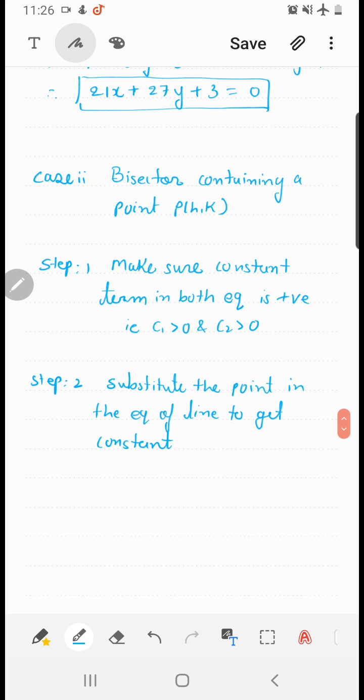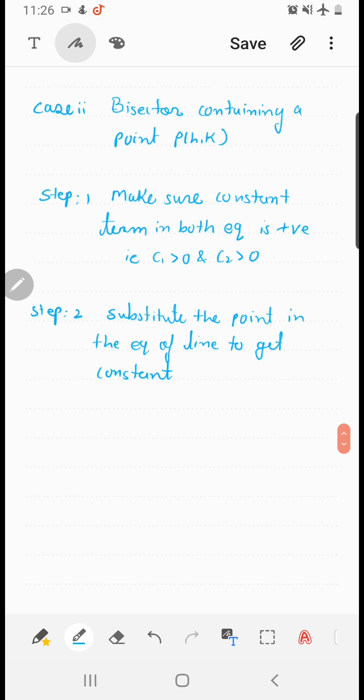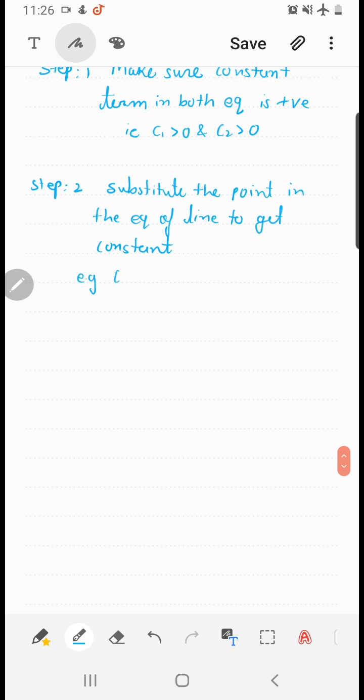Obviously, when I put some values into the equation of the line I get a constant. Take an example, let us say the point is 1 comma 2 and the equation of the line is 2x minus 3y plus 4 equal to 0. You take the point and substitute it in the equation. So what you get is 2 into 1 minus 3 into 2 plus 4, which is 2 minus 6 plus 4, so the 4s cancel and you get a negative value. Please understand, we are not interested in the value of it, we are just interested in the sign of it, that is whether the answer is positive or negative.